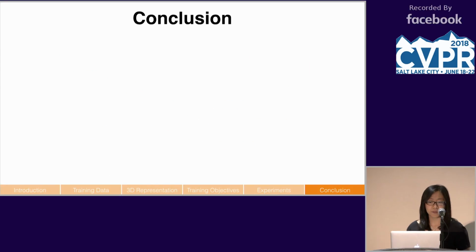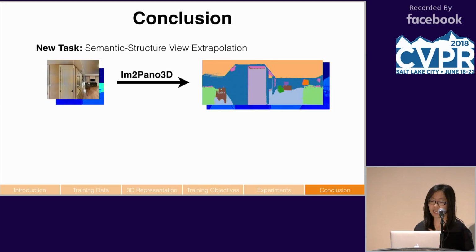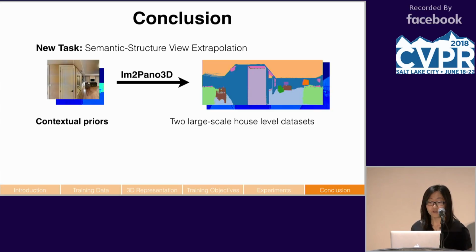So to sum up, in this paper, we introduced the task of semantic structure view extrapolation. And in our approach, Pano3D, we leverage a strong contextual prior by training our model over two large-scale house-level data sets, which are SunCG and Matterport3D.